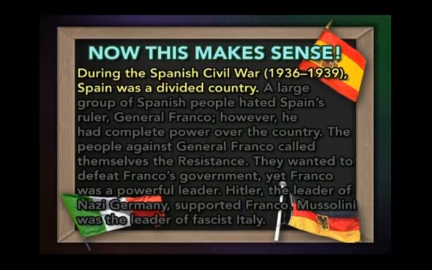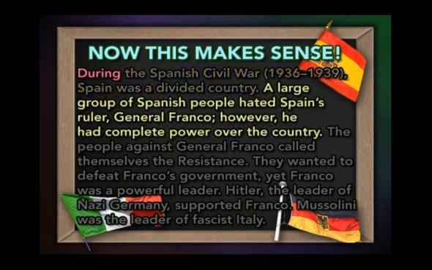Here's my answer. During the Spanish Civil War, 1936 to 1939, Spain was a divided country. I used during to show time. I'm showing while the Spanish Civil War was going on, Spain was a divided country. So I've linked the two with a transition that makes sense.